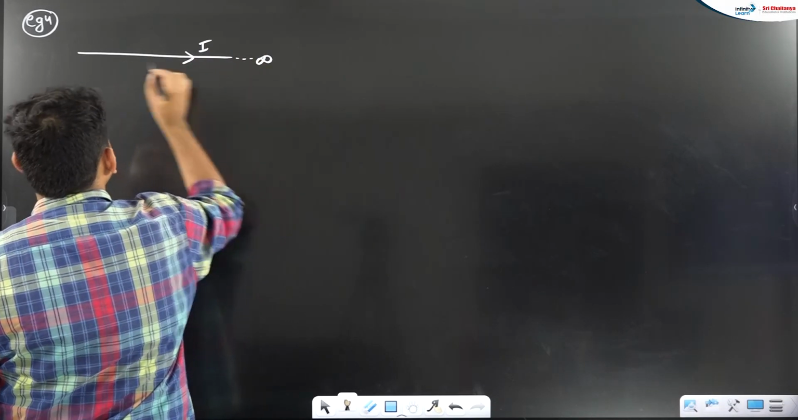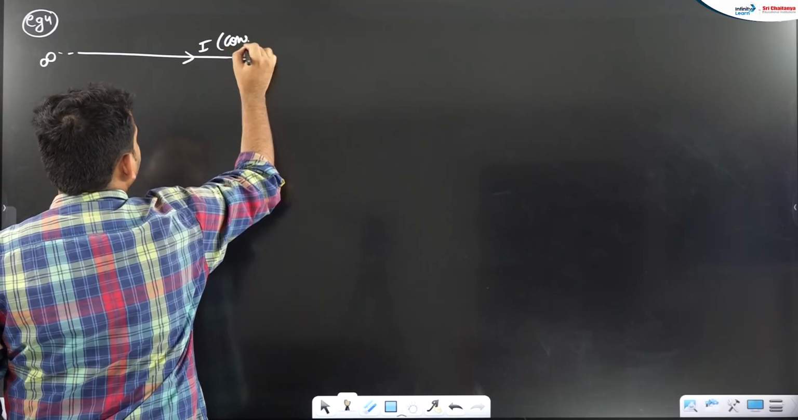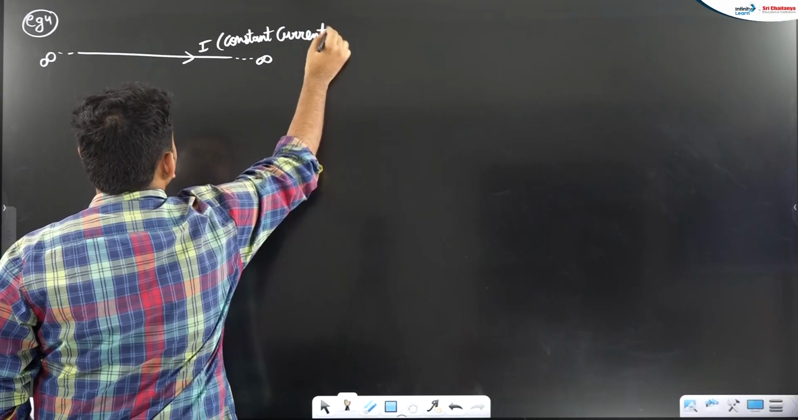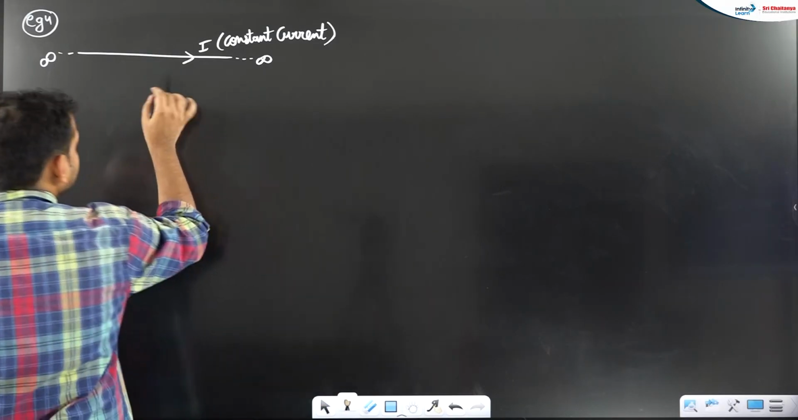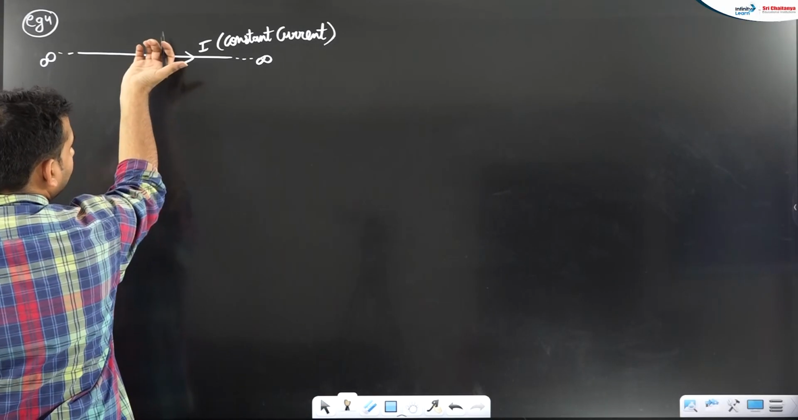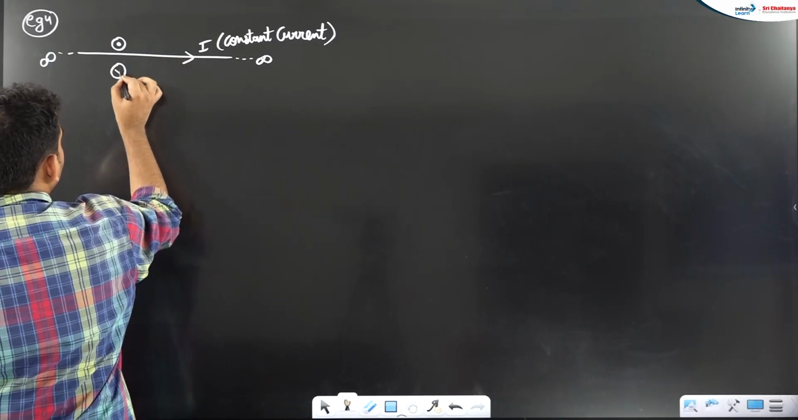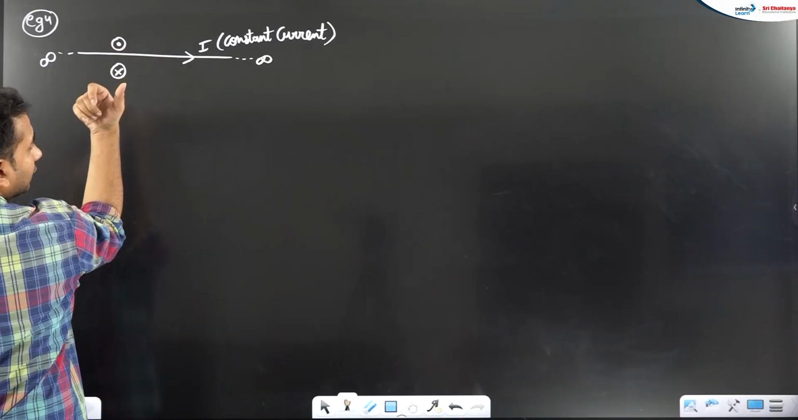Suppose this is a current carrying conductor. It's a long conductor coming from infinity going to infinity, and a constant current is flowing in it. So we know the magnetic flux linked with it is, according to the right hand thumb rule, a dot field here and a cross field below it.